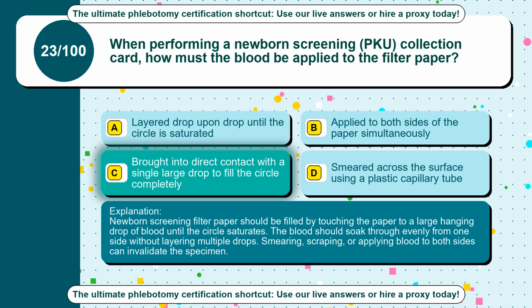Newborn screening filter paper should be filled by touching the paper to a large hanging drop of blood until the circle saturates. The blood should soak through evenly from one side without layering multiple drops. Smearing, scraping, or applying blood to both sides can invalidate the specimen.